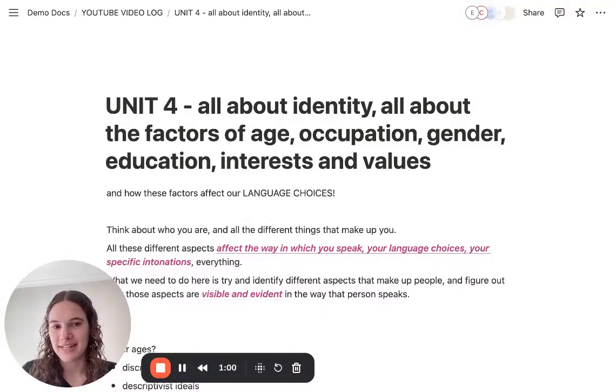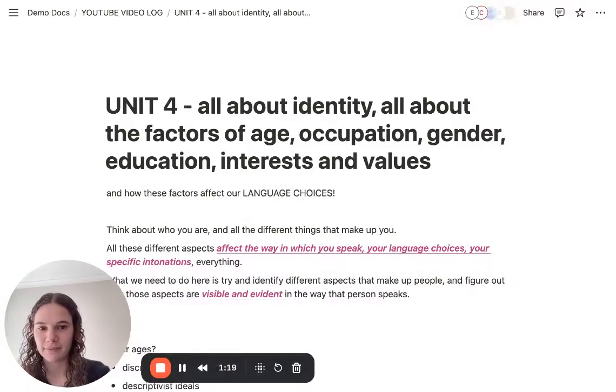Unit 4 is mostly about identity. So when you think of identity, I want you to think about all the things that make up who you are. So there's a lot of different aspects that make up your identity. Immediately, you might think about my name and my family and things like that. But we want to categorize them down into specific categories that are easier to talk about.